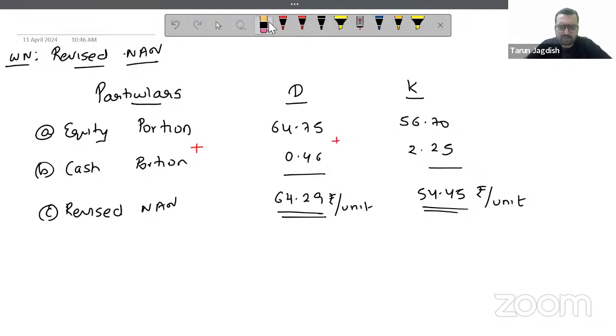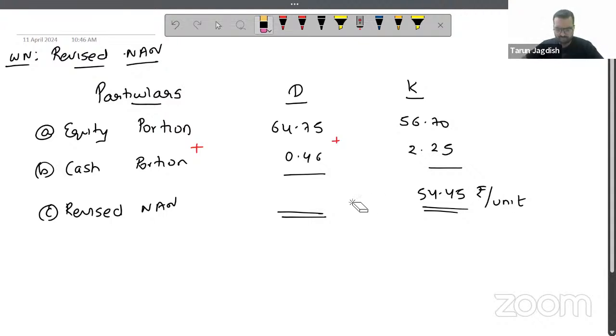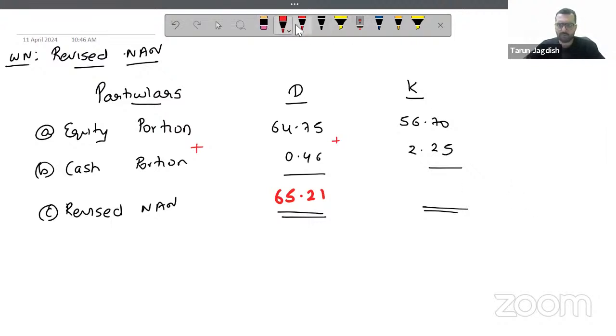Did I reduce by mistake? Sorry, friends. I think I did that by mistake. I did subtract by mistake. It was supposed to be add. So how much will you get over here? It will be 56.7 plus 58.95, which is 58.95. Okay, perfect. So friends, we are done with this question also.